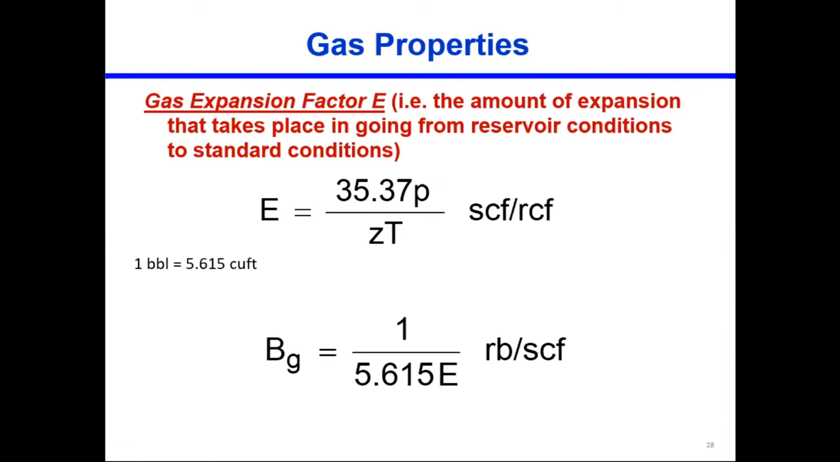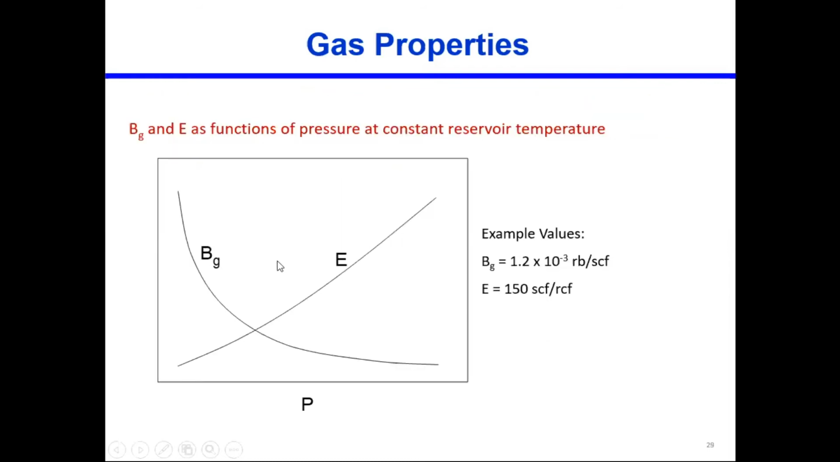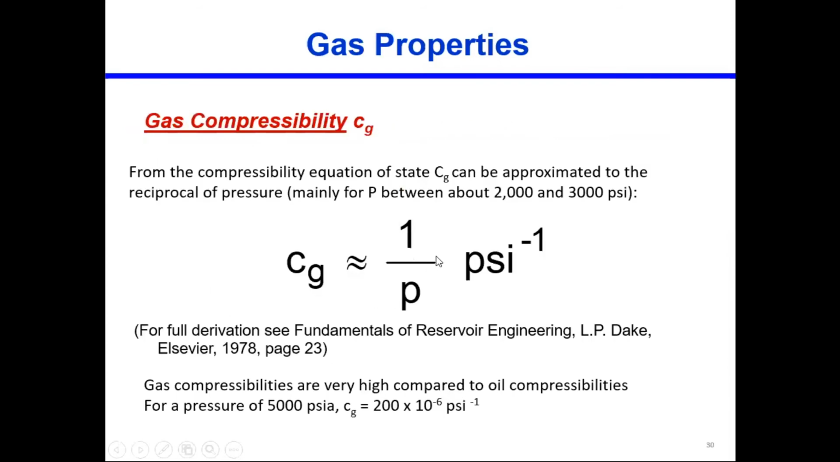Gas expansion factor is actually the opposite of the formation volume factor. In the formation volume factor, the gas shrinks. In expansion, it expands from the reservoir condition to the standard conditions. Here you can see if the pressure is declining, the gas is expanding, and the formation volume factor is going in the opposite direction. Usually we say they are opposite of each other. Gas will expand and formation volume factor will decline. That's what we say in general.